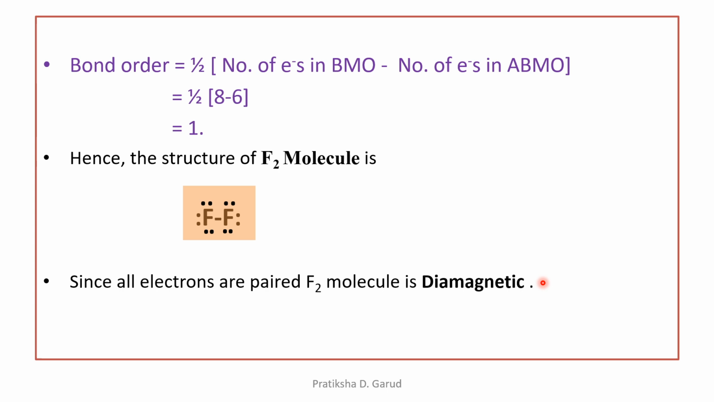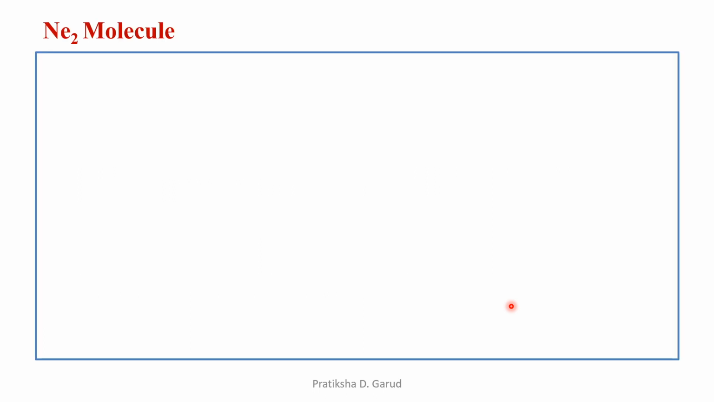Okay. So we can say that for the magnetic behavior of the fluorine molecule, the last entering electrons are paired, hence the F2 molecule is diamagnetic in nature. So this is regarding the fluorine molecule. Now let us move to the next molecule, the last molecule, that is the neon molecule. So how is this neon molecule formed?